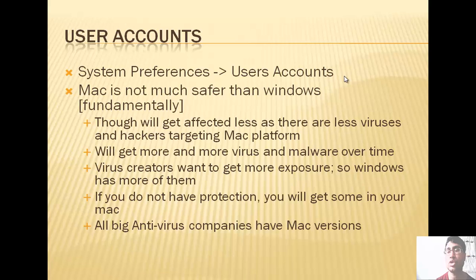You can also press Ctrl and space and type System Preferences to go to System Preferences. Here you actually configure all the stuff. It's not only user accounts, but your mouse, your keyboard, your display, your voice, video, everything you can control under System Preferences. So here we'll just discuss the user accounts. When you go to System Preferences, you will see a user accounts option.